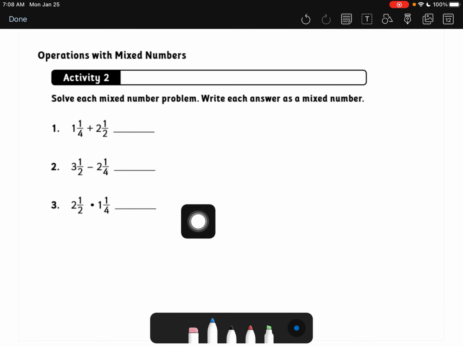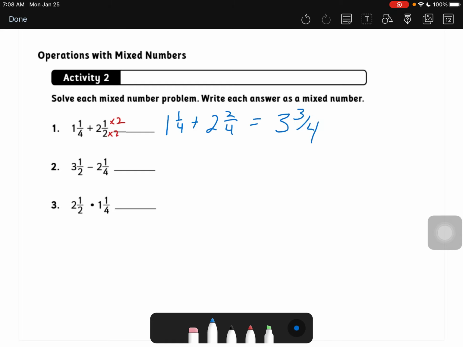Okay, a couple other reviews. We're adding or subtracting or multiplying, it looks like. So on number 1, we need to multiply by 2 to get a common denominator on the fraction part. So that's going to be 1 1/4 plus 2 2/4, which is going to be 3 3/4. Number 2, again, we need a common denominator. Let's multiply by 2, and we're going to get 3 2/4 minus 2 1/4, which would be 1 1/4.